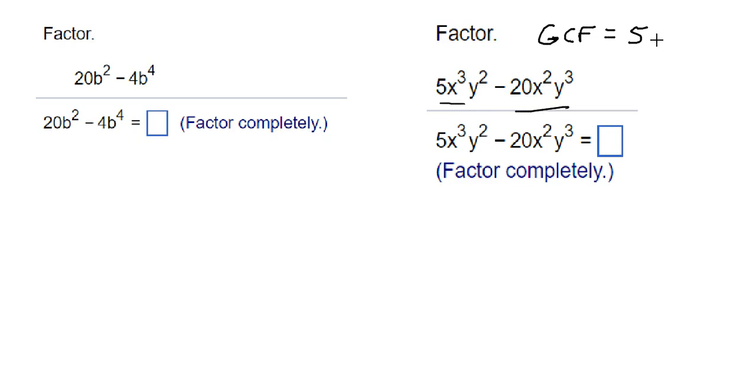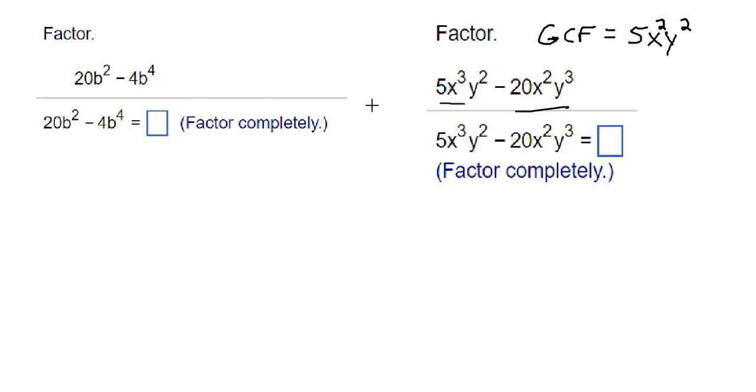For the variable parts, what variables do they share in common? Well, they both have an x. So I want to have an x in my greatest common factor. And they both have a y. So I want to have a y in my greatest common factor. And then we'll raise each to the lowest power that occurs. So for x, we have 3 and we have 2. The lowest power is 2. For y, we have 2 and we have 3. So again, the lowest power is 2. So the greatest common factor for these two terms is 5x squared y squared.